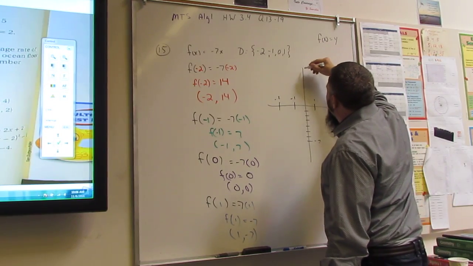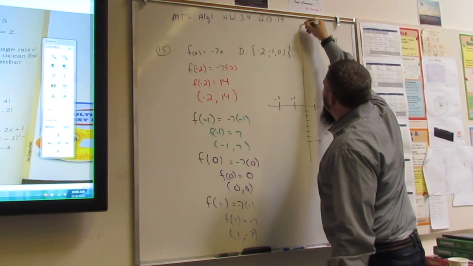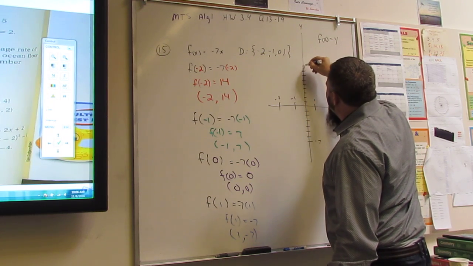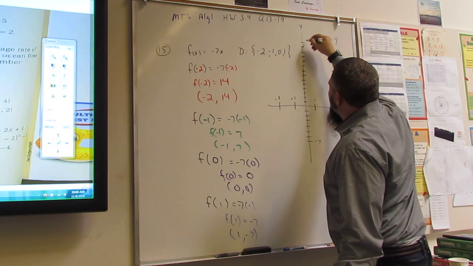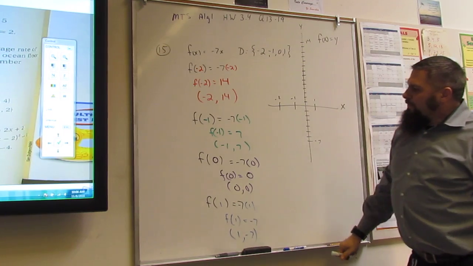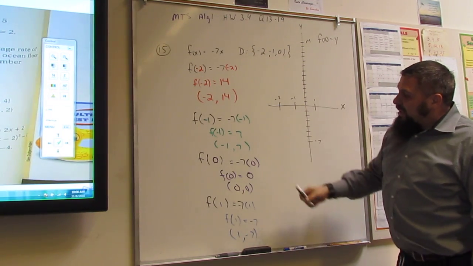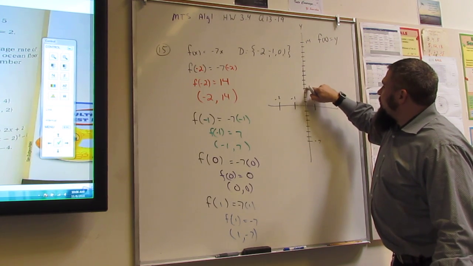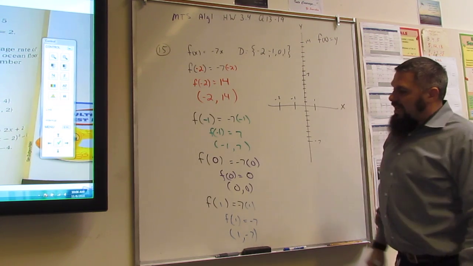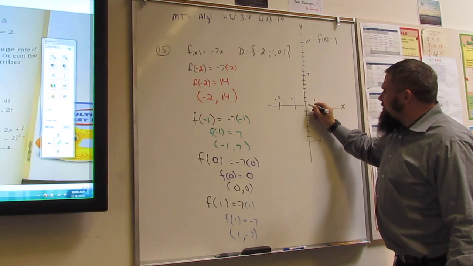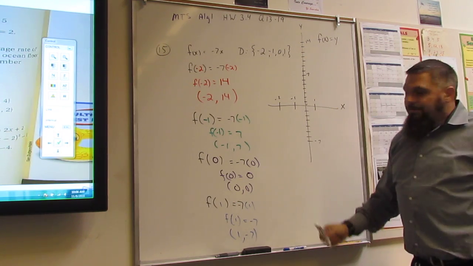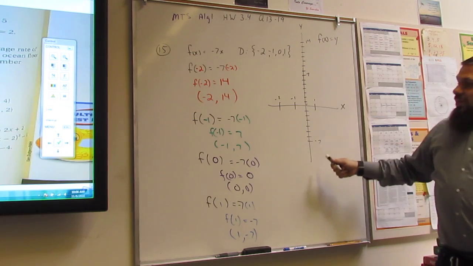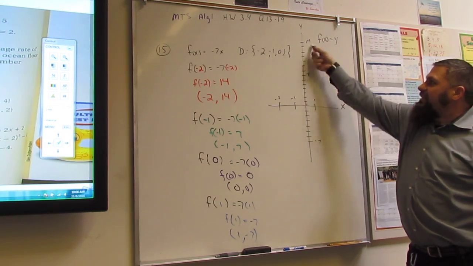But I got to go all the way up to 14. So that means I'm going to have to move this guy up a little bit and go 1, 2, 3, 4, 5, 6, 7, 8, 9, 10, 11, 12, 13, 14. Okay? And I'm just going to list the ones that I want. 7. I need that guy. 0. Well, I know 0 is right here. Negative 7. I got that. So I have negative 7, 0, 7, and 14.